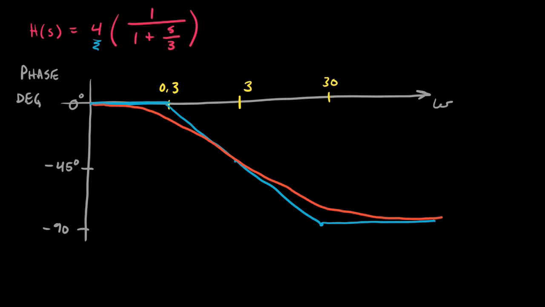It's going to roll from 0 degrees to negative 90 degrees over a span of frequencies that are centered about 3 radians per second in the logarithmic scale. Notice this distance in frequency right here is a decade, but it's actually only about 2.7 radians per second. And this distance is also a decade, but it spans 27 radians per second.